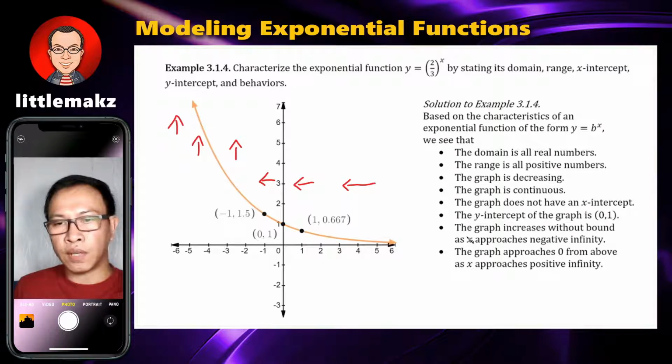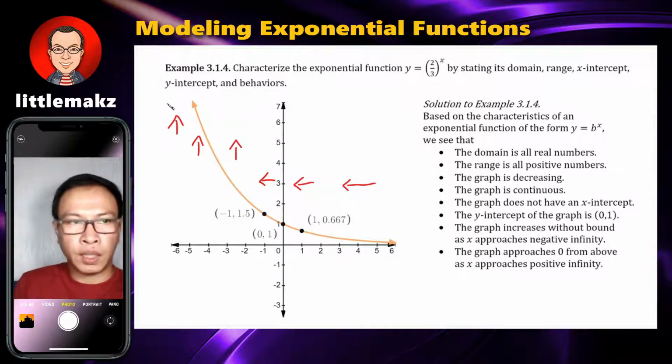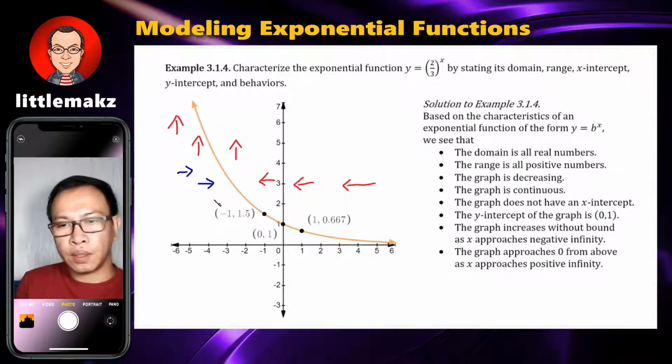So it says here that the graph increases without bound because our domain is the set of real numbers for x. Therefore, so as y. And the graph approaches 0 from above, it says here, as x approaches positive infinity. In that case, as x increases, that means it becomes positive. Okay?